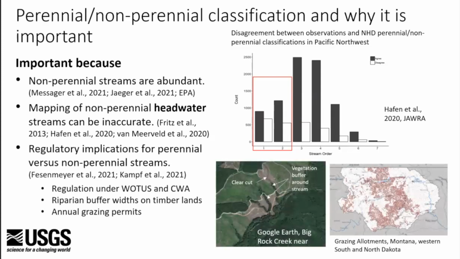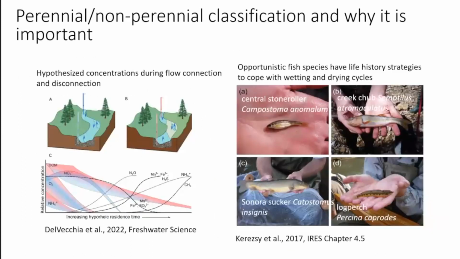As well, from year to year, annual grazing permits will depend on whether there's water availability on the landscape. So this figure here is the upper Missouri Basin. This is most of Montana and the eastern half of the Dakotas. And the overlay is grazing allotments. Permits will change depending on if they have water availability on that landscape. So it would be useful to understand accurate classification.